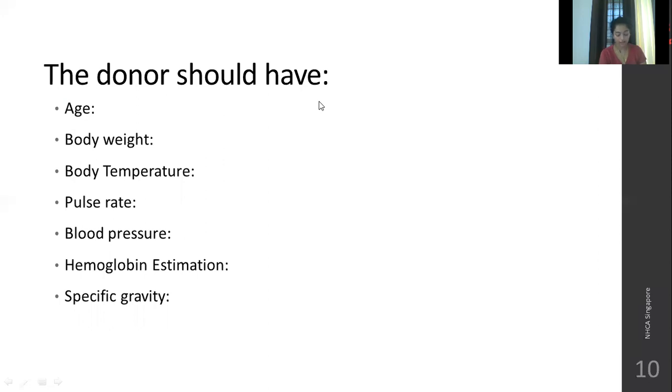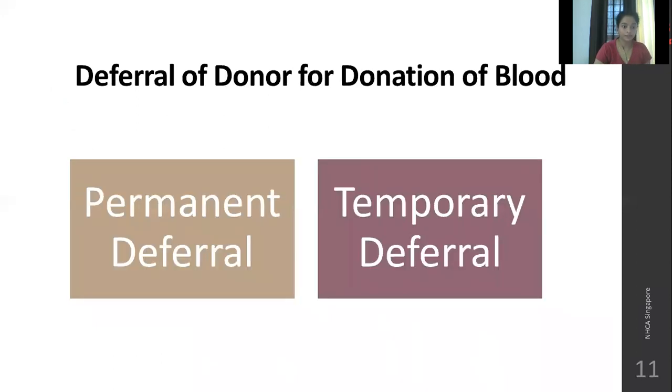These are the minimum hemoglobin levels which should be followed. And the specific gravity of the blood should be more than 1.055 in males, and in females more than 1.053. So these are the criteria which have to be followed for a donor.